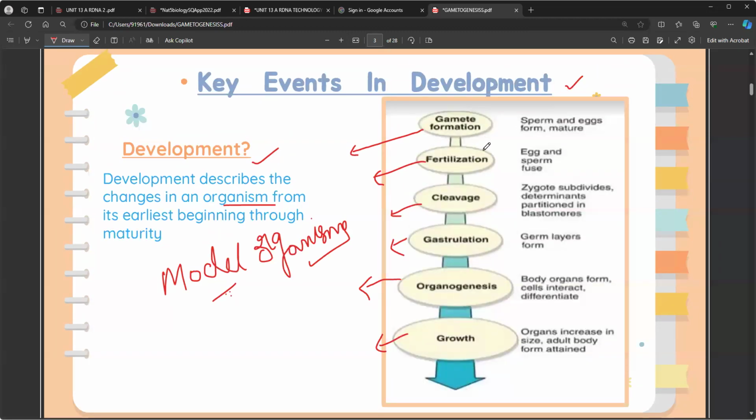For example, we should not read fertilization only in mammals. We have to understand fertilization in various organisms. For example, we have to read fertilization in the sea urchin. We have to read fertilization in mammals. We have to read fertilization in other organisms as well.